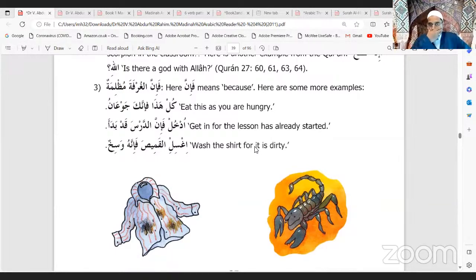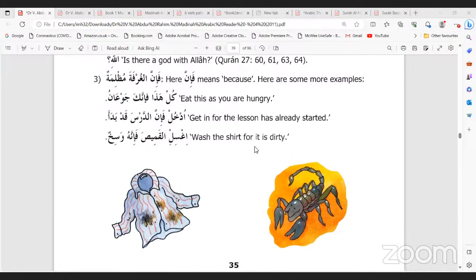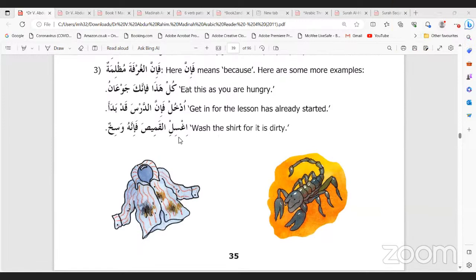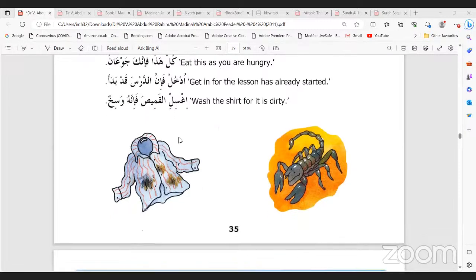اغسل, not اجلس, اغسل. اغسل قميصي فإنه واسخ. Wash the shirt for it is dirty.